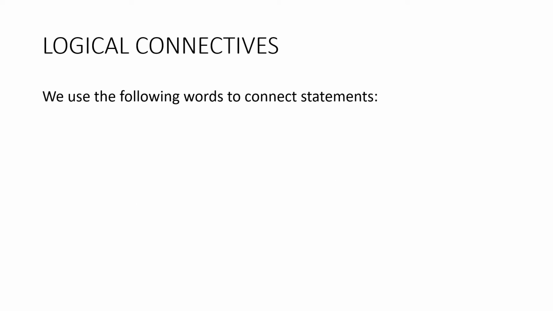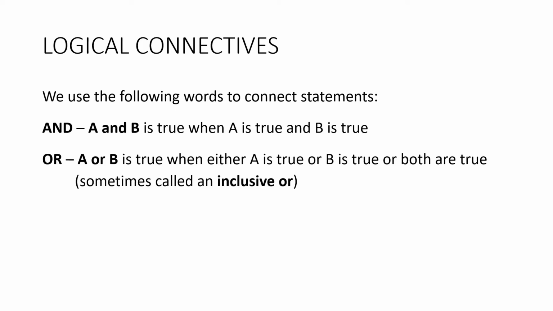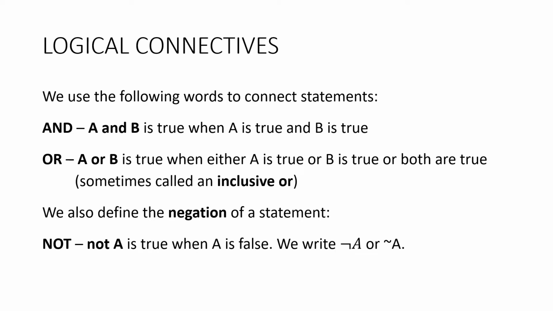Now we use logical connectives to connect statements, and there are 3 of them. There's and, or, and not. A and B is true only when A is true and B is true. A or B is true when either A is true or B is true or both are true. And we sometimes call this an inclusive or because it includes both A and B being true. And the negation, not A, is true when A is false. And this is what we write, this symbol here or this one here.